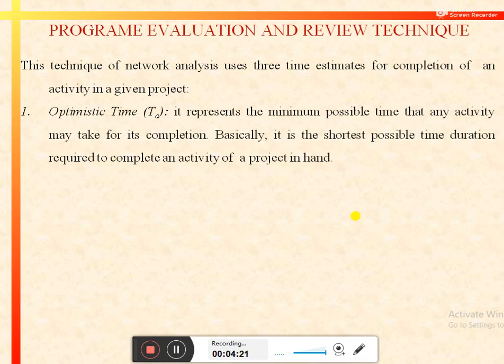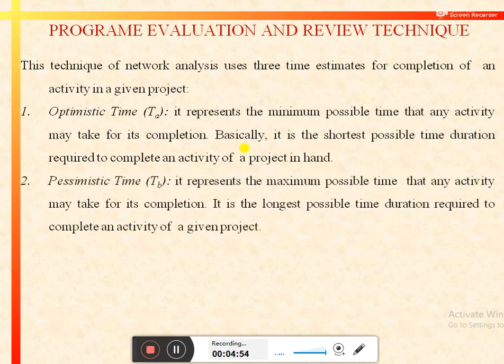It represents an ideal estimate of the activity. The chances that any activity gets completed in optimistic time duration are very less, because it is not a common phenomenon when it comes to project management. So the probability is very less that any activity gets completed in optimistic time duration.